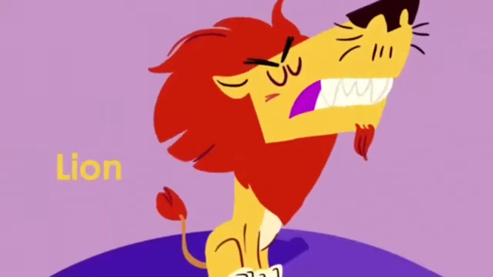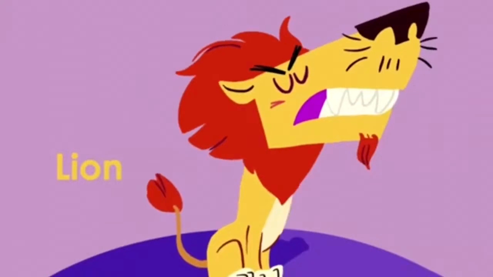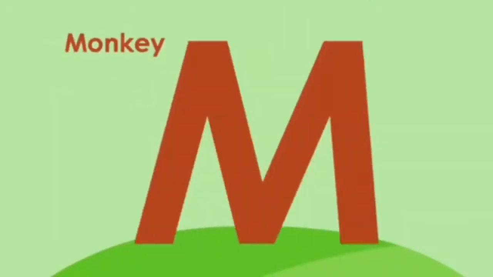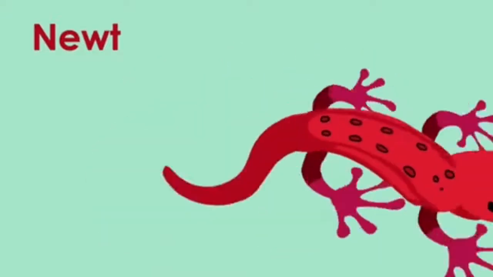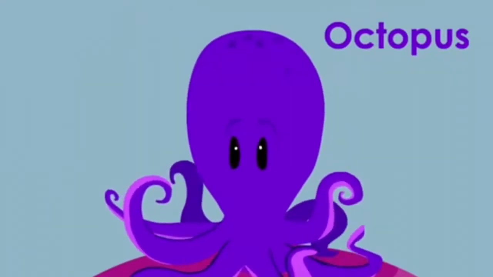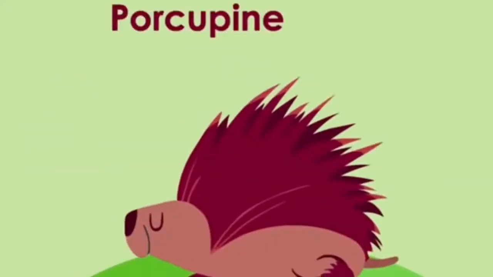L is for lion. M is for monkey. N is for newt. O is for octopus. P is for porcupine.